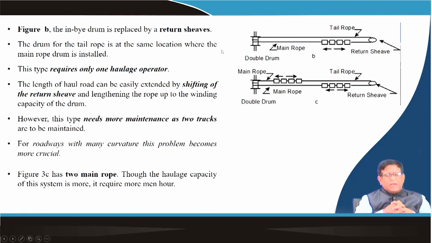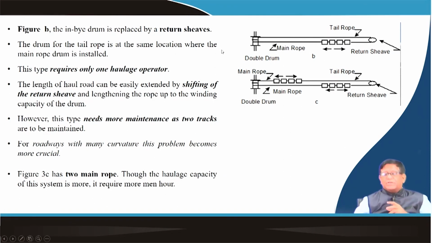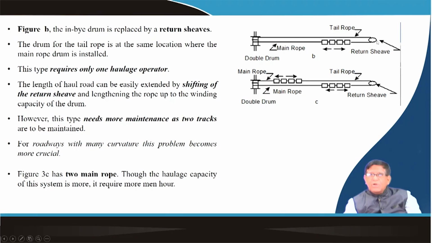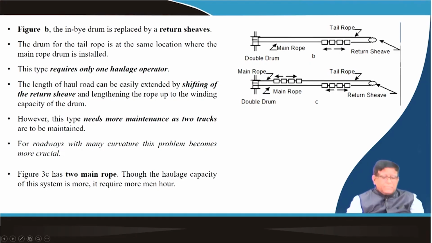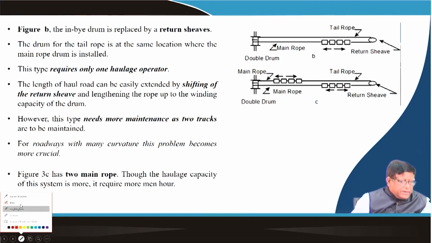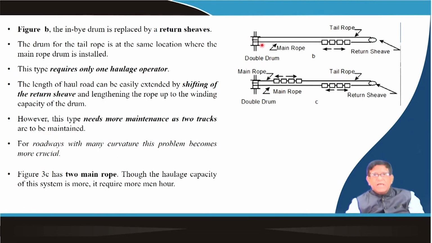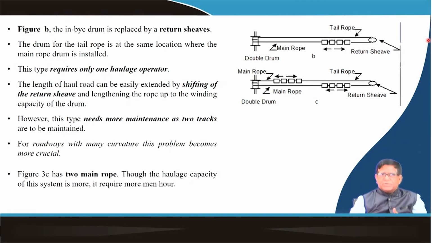The length of the whole road can be easily extended by shifting the return sheave. As your mining progresses and your gallery increases, all you need to do is change the location of this sheave. If you are moving it in this direction, then the rope length that is wound over there on the drum will help you to extend the road.